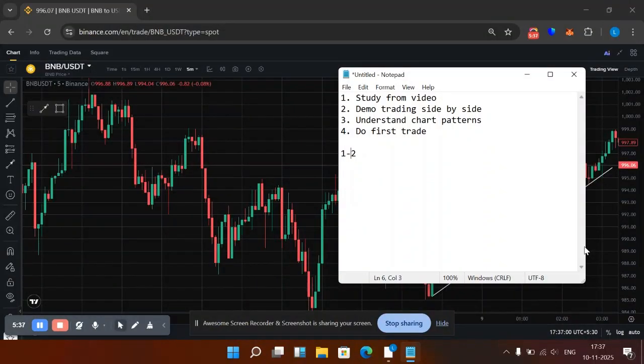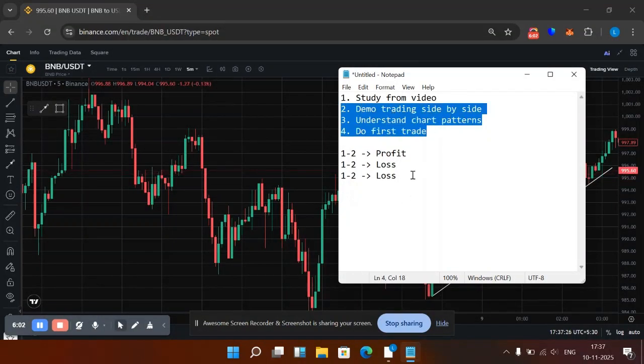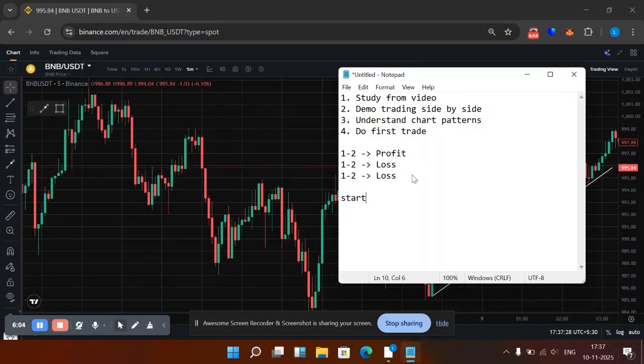Okay, and when you have done all this, if these trades go to profit, well and good. And if later also, like if these trades go in loss, and the other day also it goes to loss, then there is a problem. Now what you have to do is, now you have to start from here. Start from step 2.